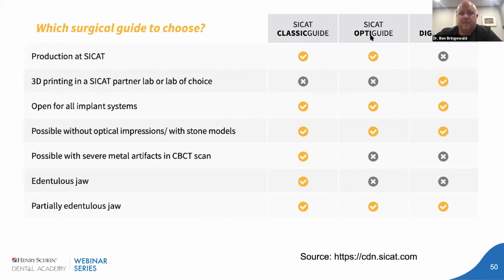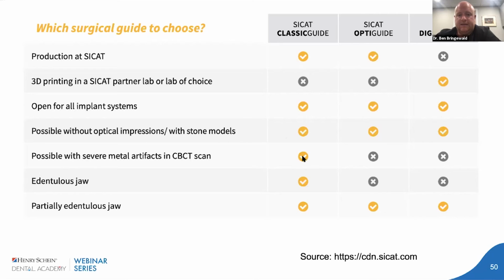Essentially, the OptiGuide and the Classic Guide are produced right at the CEREC facility in Germany. So if you do go that route, you just have to plan accordingly, because the turnaround time can be a couple of weeks. That's the main difference between the OptiGuide and the digital guide, the fact that the DigiGuide can actually be produced here locally.